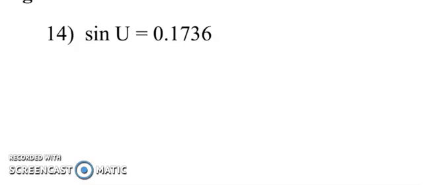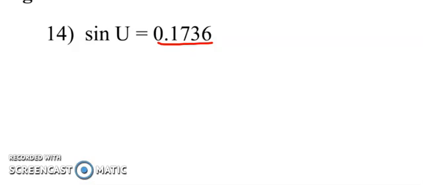Here in number 14 we have an angle measurement that's marked as U, and we're trying to find what that angle measurement is. Is it 37 degrees? Is it 12 degrees? We know that the sine, so the opposite over hypotenuse ratio of U, is 0.1736, but we don't know the angle measurement itself.